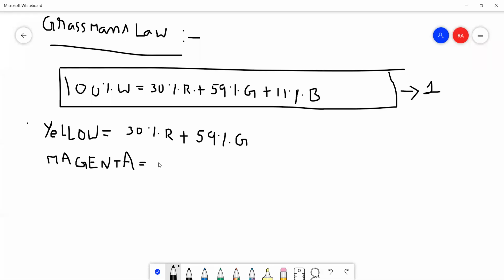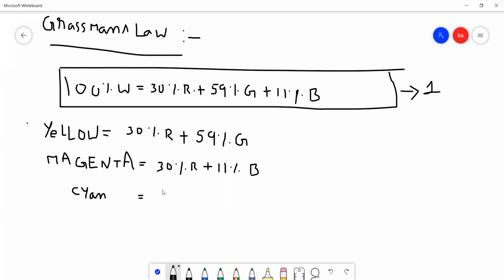So magenta will form: 30% of red, 11% of blue. So similarly, cyan. So cyan color will be formed.